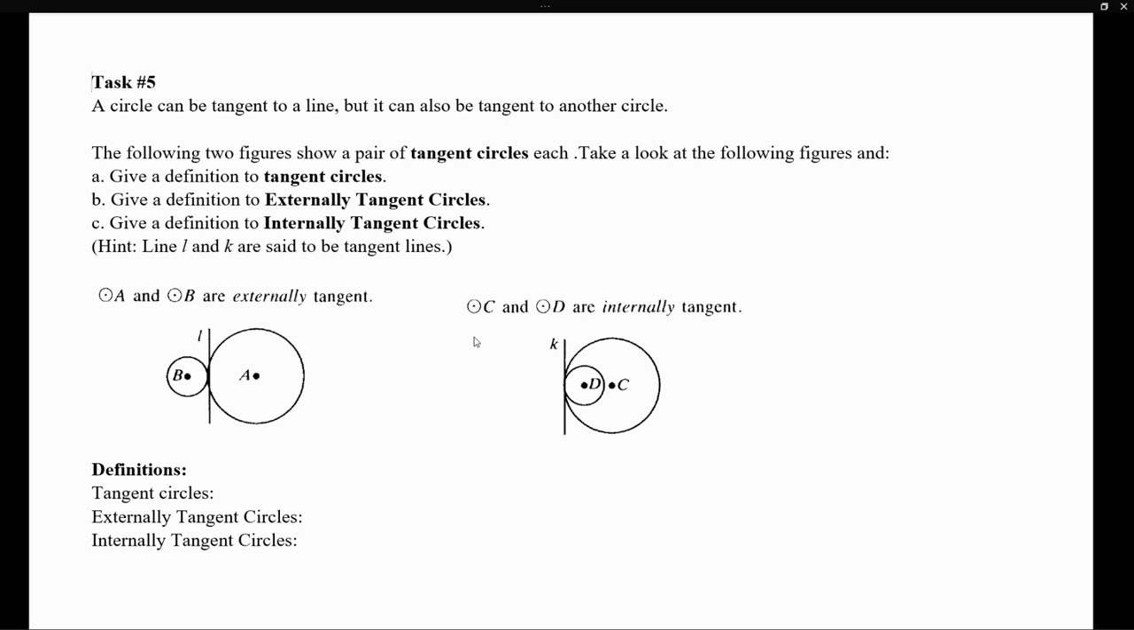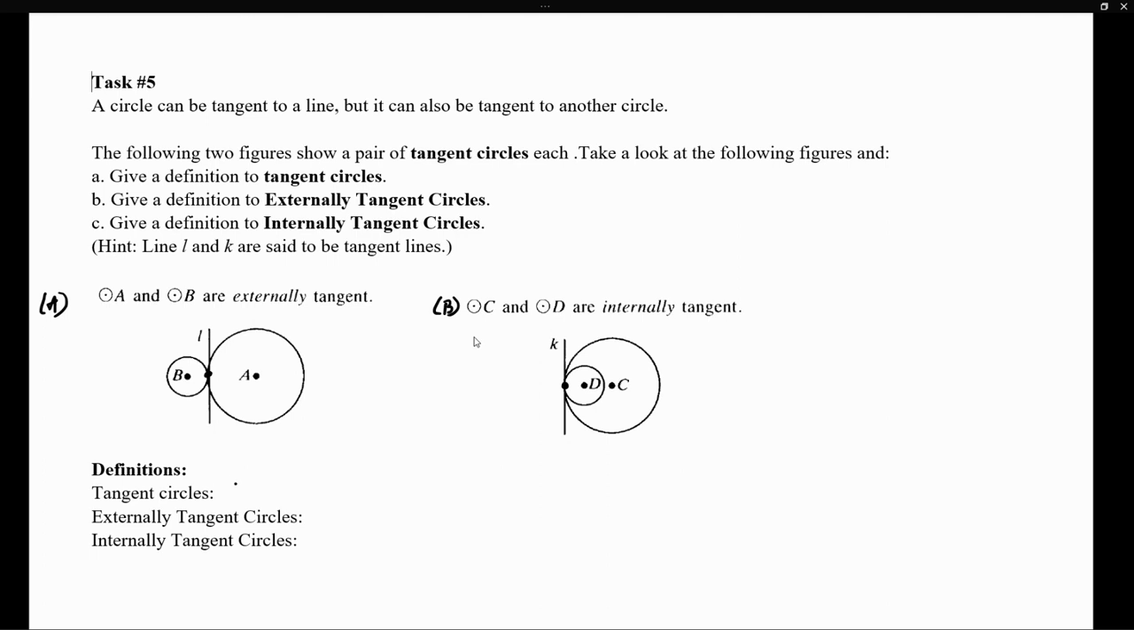Let's call this figure A, and let's call this figure B. Looking at figure A, notice that here we have a circle, and here we have a bigger circle, and they seem to be tangent to the same line. But most importantly, they're tangent at the same location. We have the same scenario here. We have a small circle and a bigger circle, and they seem to be tangent to line K, and they are tangent at the same location. So this is how we're going to define tangent circles.